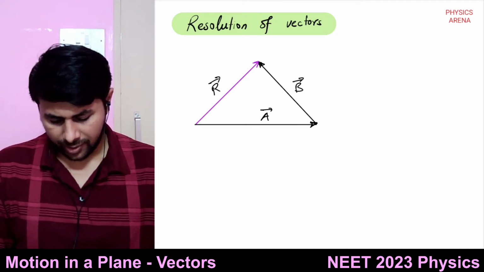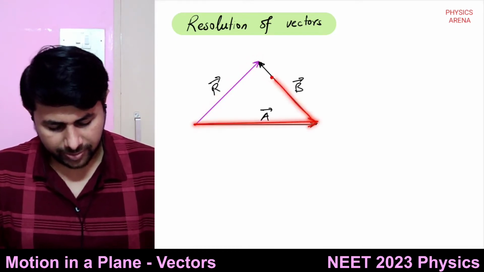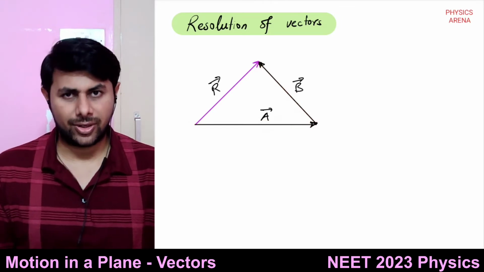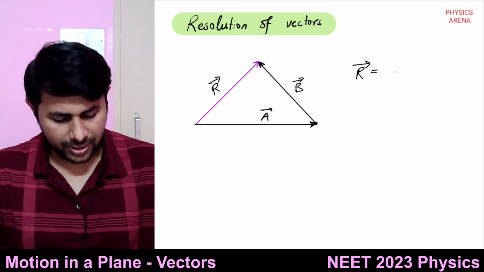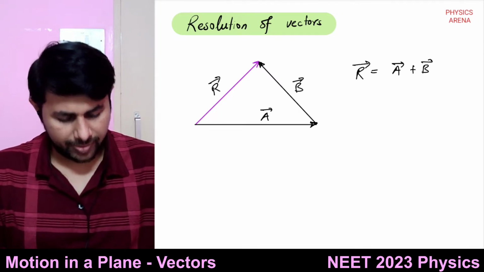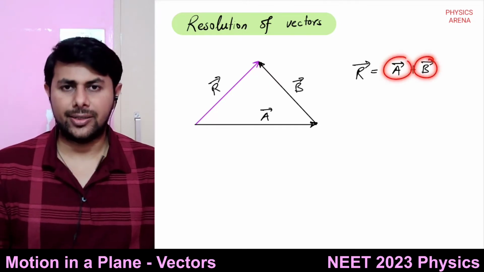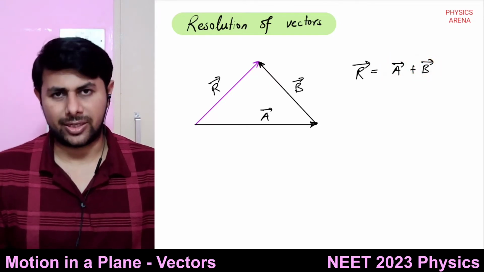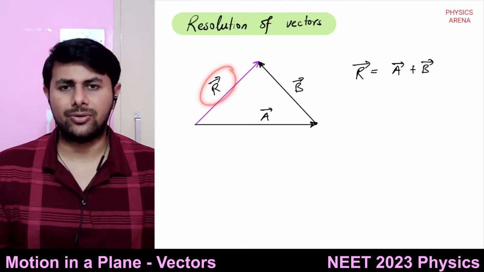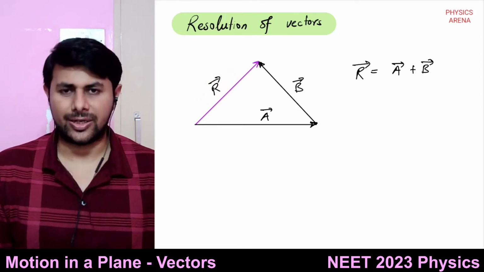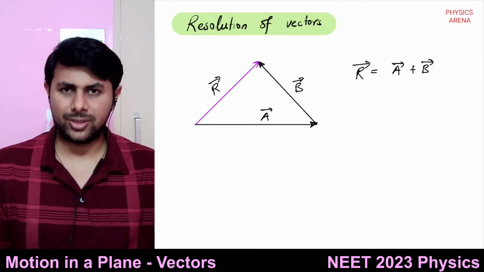So here this R bar can be represented as A bar plus B bar. Then I can say the R bar is resolved in A bar and B bar. Okay. So R bar is equal to A bar plus B bar. So this A bar and B bar, they are known as the components of this vector. The vectors along which this vector is resolved, they are known as the components of this vector. Okay. So this is resolution in general.